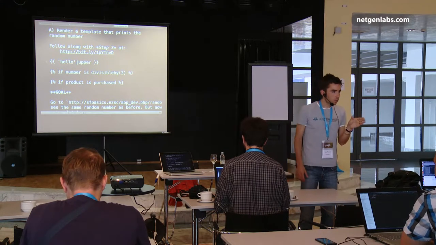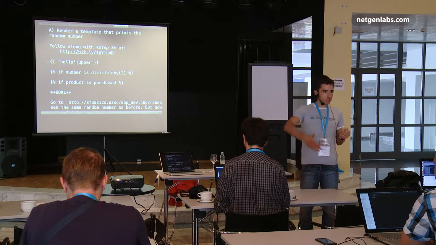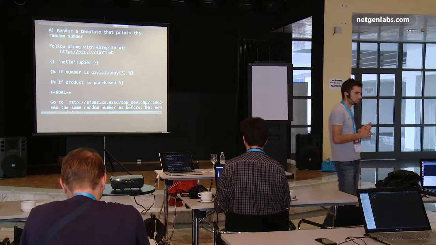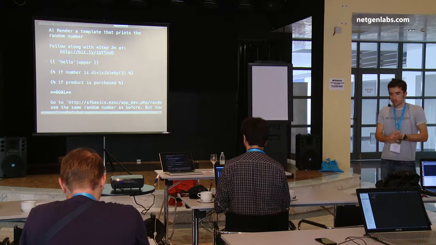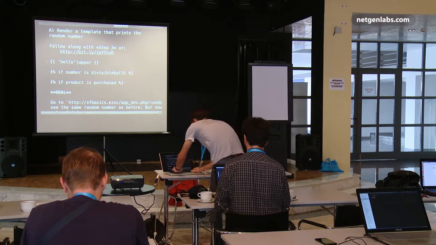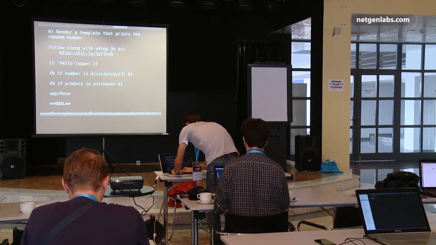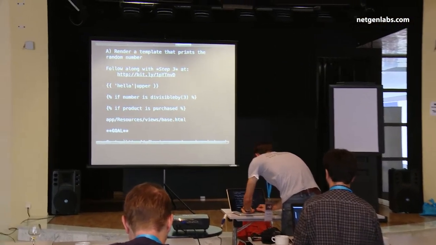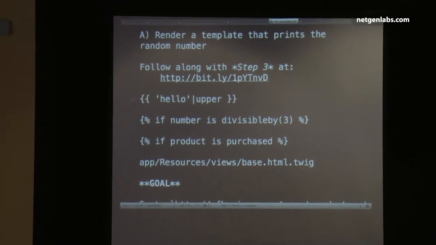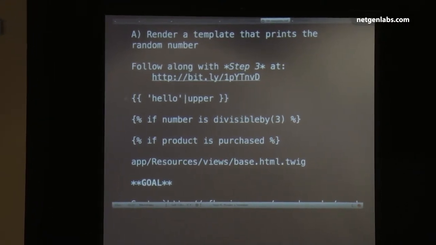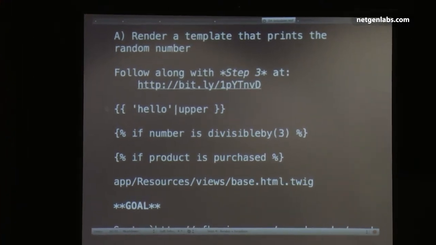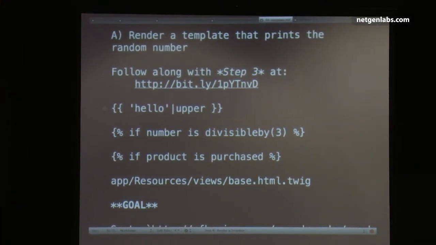Bingo. So look in app/resources/views, and you'll see that base.html.twig template there. So app/resources/views. And what do you guys see inside of there? Some HTML, yeah, and then these little blocks, right? Block body, block title, block style sheets.